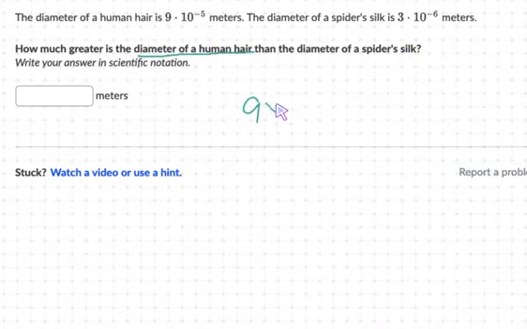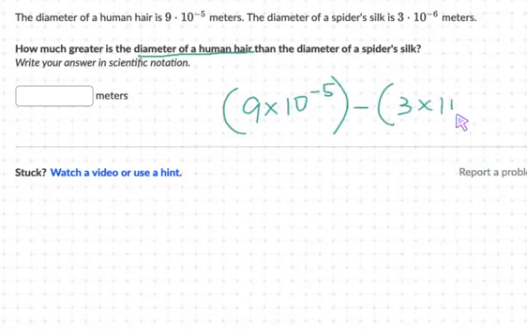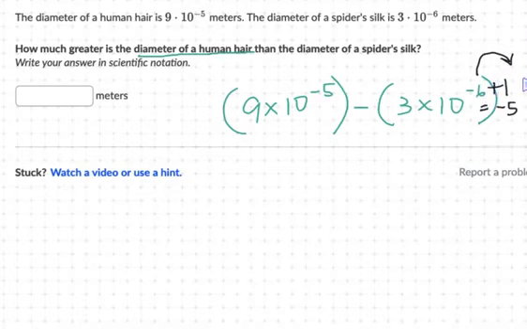So we're going to take 9 times 10 to the negative 5th power, subtract 3 times 10 to the negative 6th power. This is a subtraction problem. Subtraction and addition, we need to line up our powers. So that means our powers have to match. So I'm going to take this negative 6th power, which is smaller, and I'm going to add 1, so it matches and becomes negative 5th. So that means I'm moving it to the right to make it bigger. So that means here I need to move to the left to make it smaller. So we want to balance it out. We can't just change one and not the other.